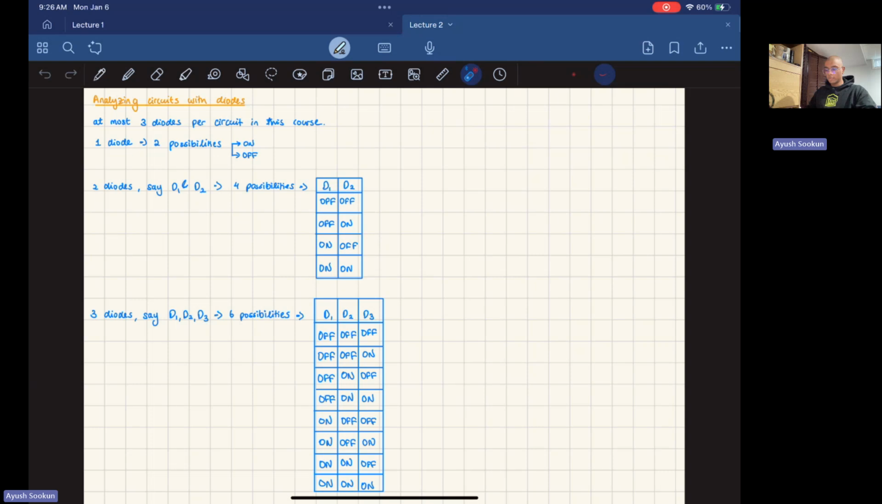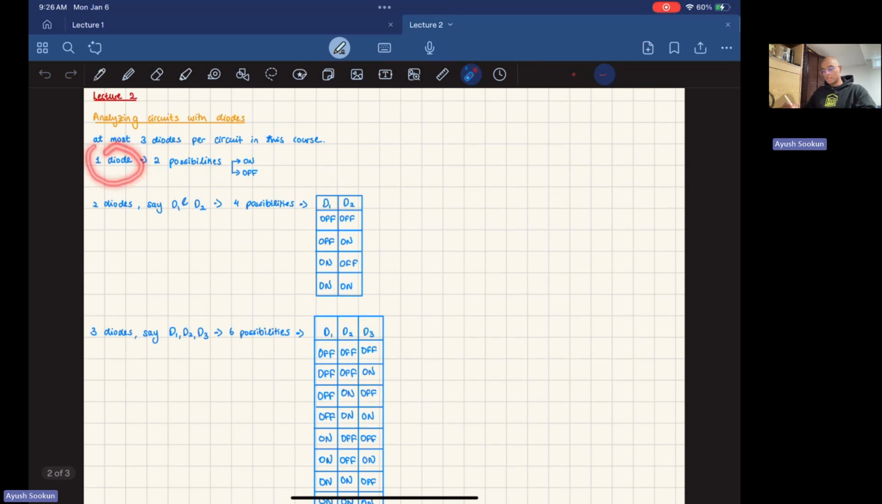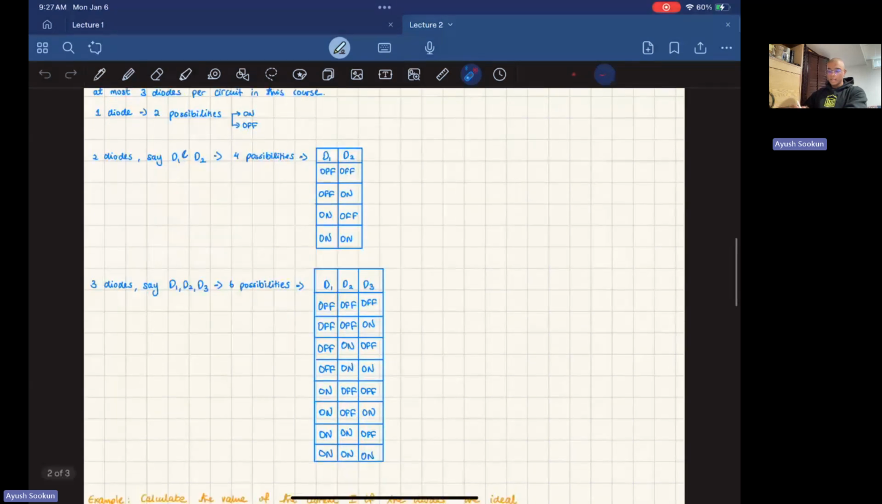So with that being said, if I go over here and I have one diode that I'm talking about, there are 2 possibilities. It can either be on or off. It can either be a short circuit or an open circuit. Now, if you have 2 diodes, all right, let's say D1 and D2, diode number 1, diode number 2. That means you have 4 possibilities. Both diodes can be off, D1 can be on, off, and D2 can be on. Same thing, on, off, and then on, right? So you have 4 possibilities. 2 to the 2 is 4. Similarly, 2 to the 3 is 8, so you're going to have 8 possibilities.